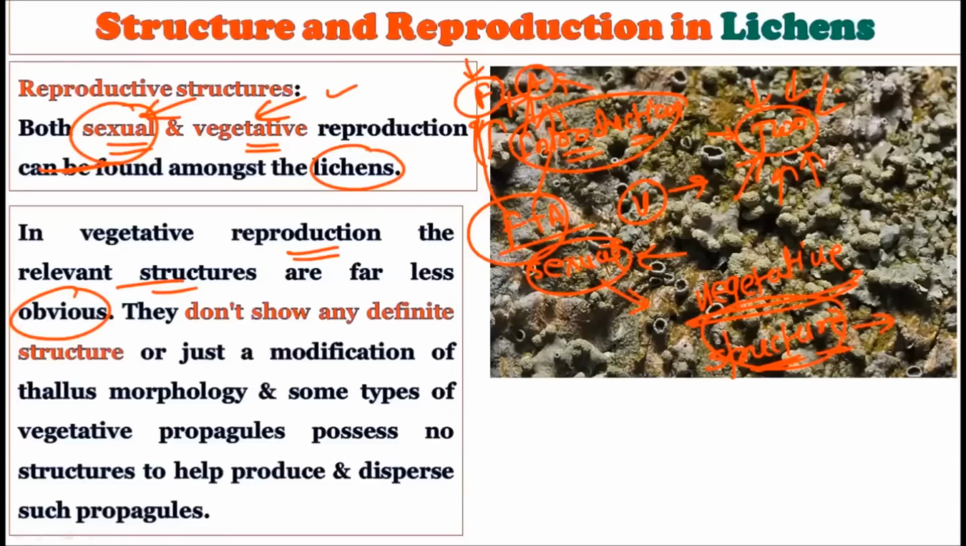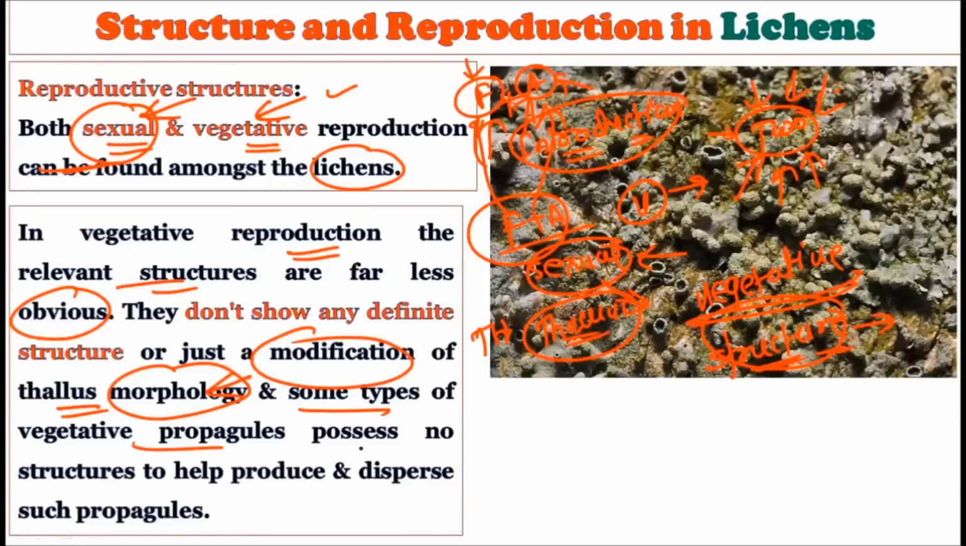Okay, there is no definite structure for the sexual or for the vegetative reproduction. There is just a modification of the thallus morphology. Whatever thallus is already present, the morphology of this thallus becomes somewhat different. Just a modification occurs in this particular thallus, and then there is vegetative reproduction, right?